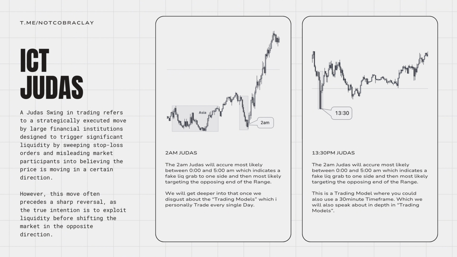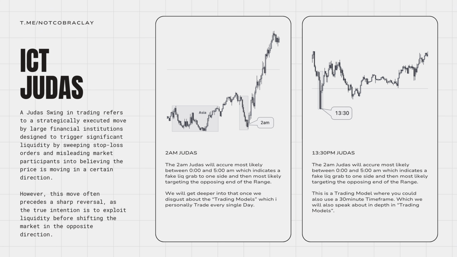Here, the 2 a.m. Judas, that's what you also saw in the example before at 2:15. The 2 a.m. Judas will occur most likely between 0 and 5 a.m., which indicates a fake liquidity grab to one side and then most likely targeting the opposing end of the range, or even further key areas and liquidity areas, internal as well as external.